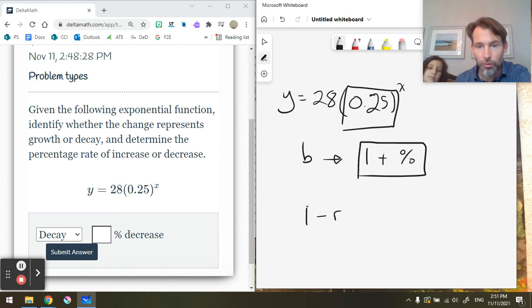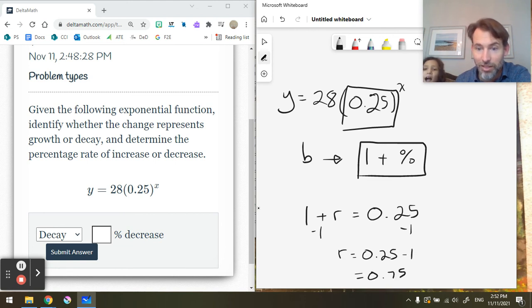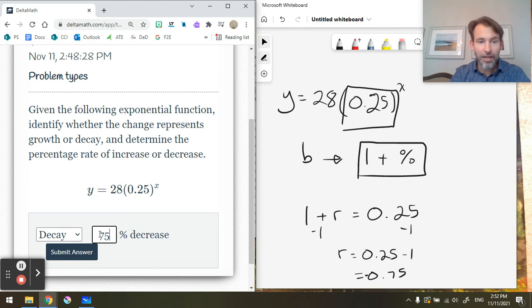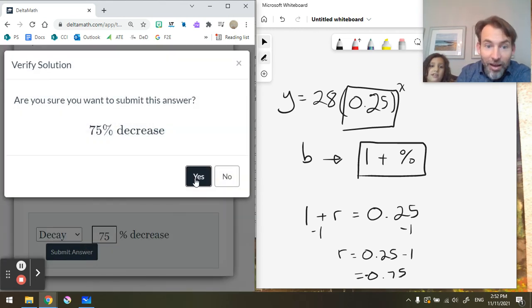1 minus the rate of change is equal to 0.25. I was saying like it's plus, right? But then we're going to get a negative answer for r. We understand that that negative answer means that it's a percentage decrease. So how would I solve this? I would subtract 1 from each side. That would give me r is equal to 0.25 minus 1. The answer is 0.75, and it's a negative number. So that's a 75% decrease.